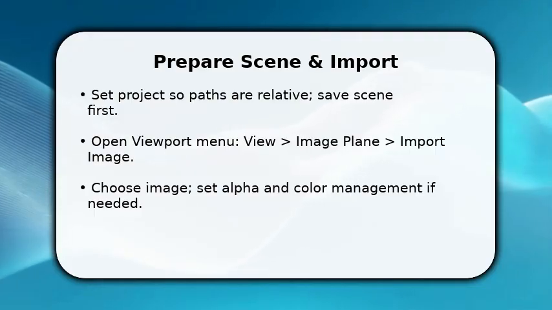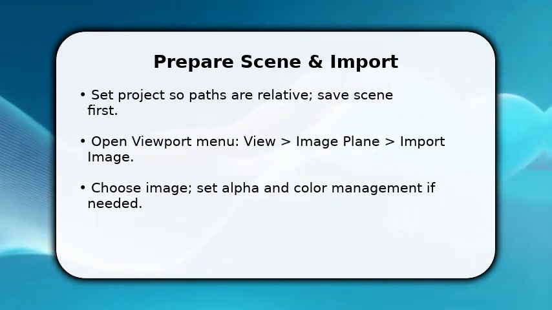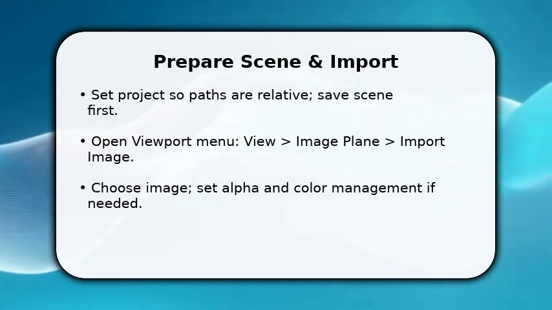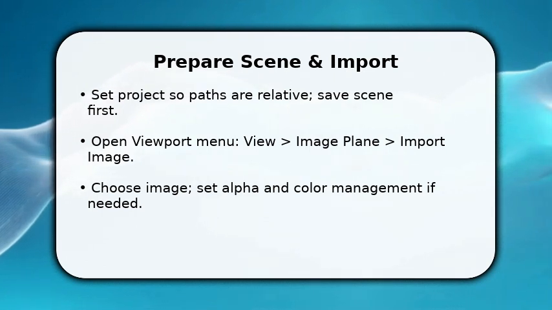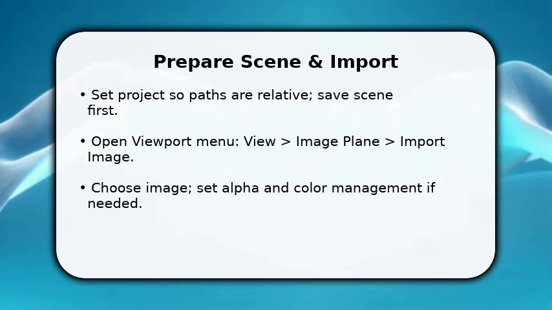You start by setting your project and saving the scene so Maya stores relative paths. This prevents missing textures later. Then open the viewport where you want the plane, and from the View menu choose Image Plane, Import Image, to place your file directly into the camera view. Pick the image and confirm color management and alpha settings so the image displays correctly. Once done, make sure the camera is the active view and that your image resolution matches your intended composition to avoid scaling surprises.